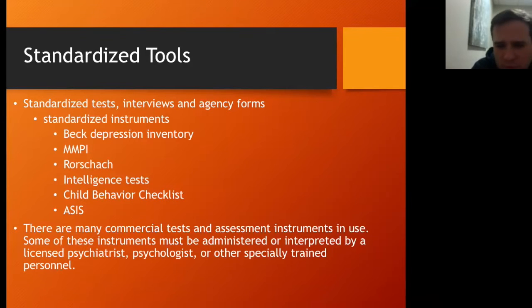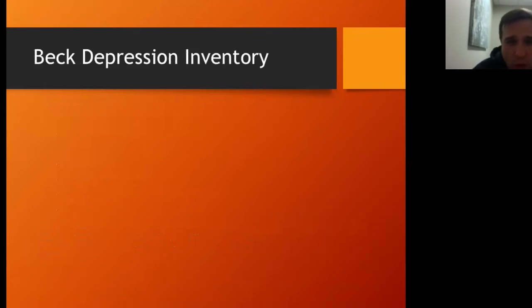Some of the instruments must be administered or interpreted by a psychiatrist. Like Rorschach is more of a psychological test. Child behavioral checklists, intelligence tests, those are more in the realm of psychology. But Beck Depression Inventories, anyone can give those. So we want to make sure that if we're going to use one of these tools, that we're taught how to use them.